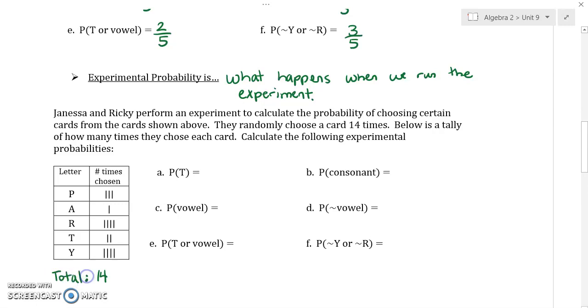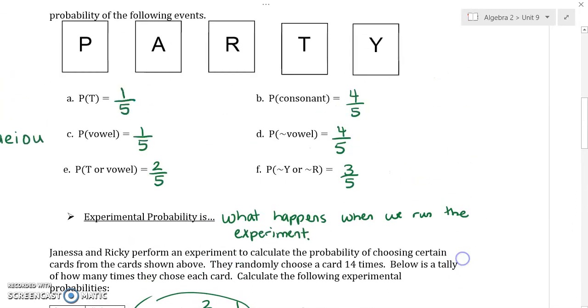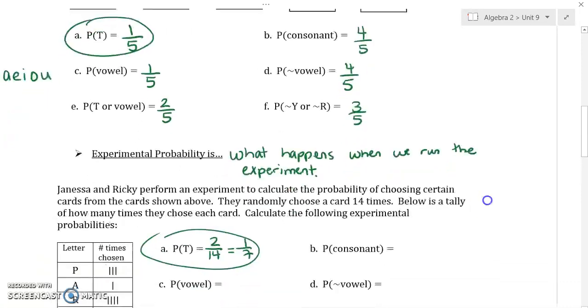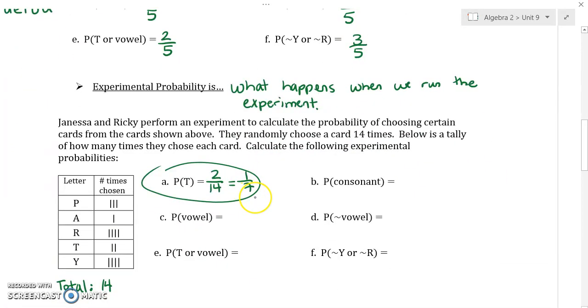Okay? Now these tick marks mean that I pulled a P 3 times, an A once, R 4 times, T twice, and Y 4 times. So when it says, what is the probability of me getting a T? Well, I'm looking at it and I have 2 T's, so that's 2 out of 14, which reduces to 1 out of 7. Well, that's not what I said was going to happen. I said that 1 out of 5 was going to be a T, but in the experiment, it ended up being 1 out of 7. So experimental and theoretical probability might not be equal in value depending on what my experiment said it was, okay?